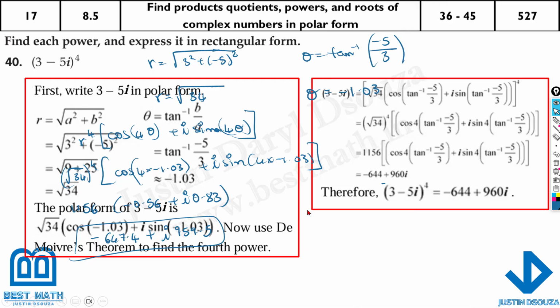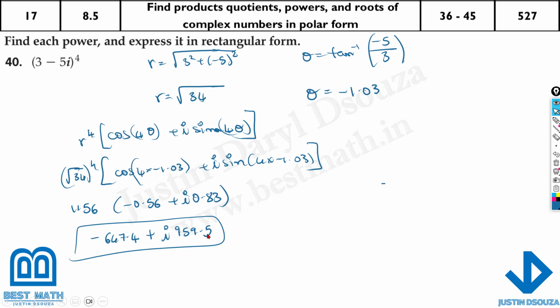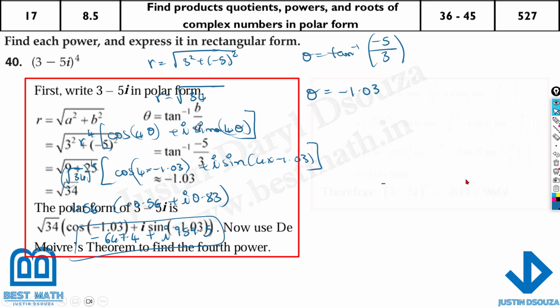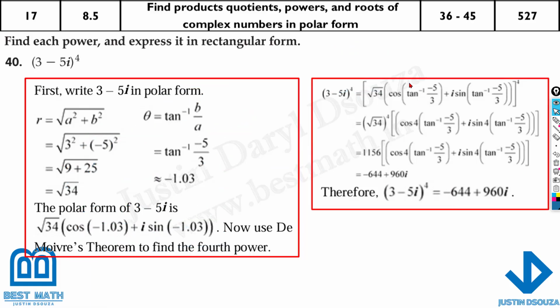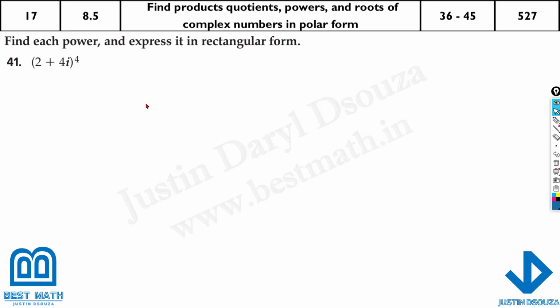Now, you can see our answers are not exactly the same, but it's very, very close, and that's absolutely fine. You will get full marks for this. It's almost 960, and over here it's 644, minus 644. If you have taken the exact value, see over here they have taken tan inverse of minus 5 by 3, you will get these. But it's fine, even if you take decimal points, you will get full marks.